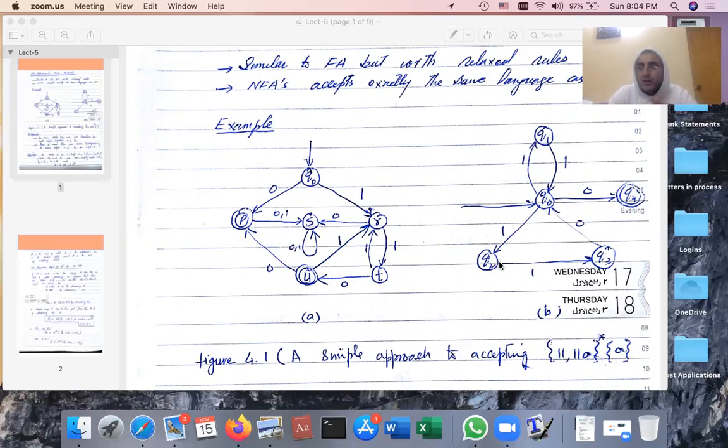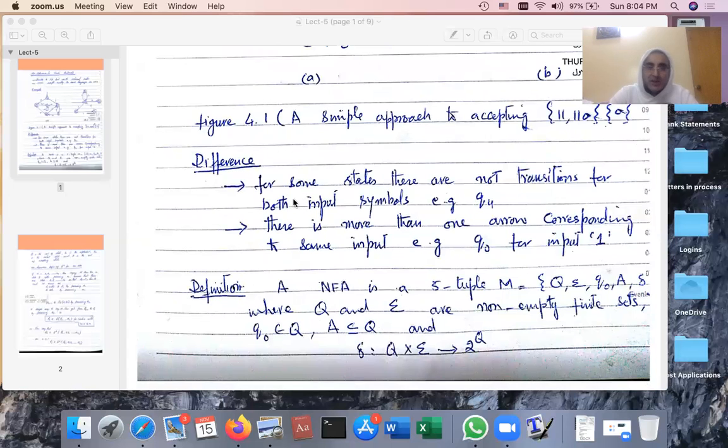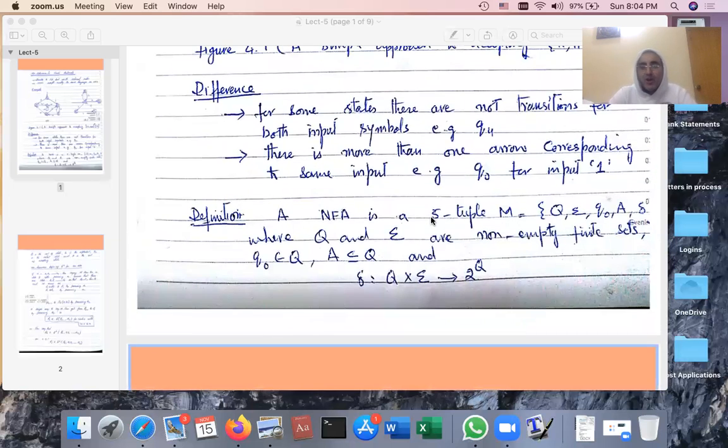So it is, we already discussed this point, but it is something different from the FA, and we have two outputs for the same input symbols which is different from the FA. So that's why it is mentioned difference from the FA. Now move on to the definition of an NFA.